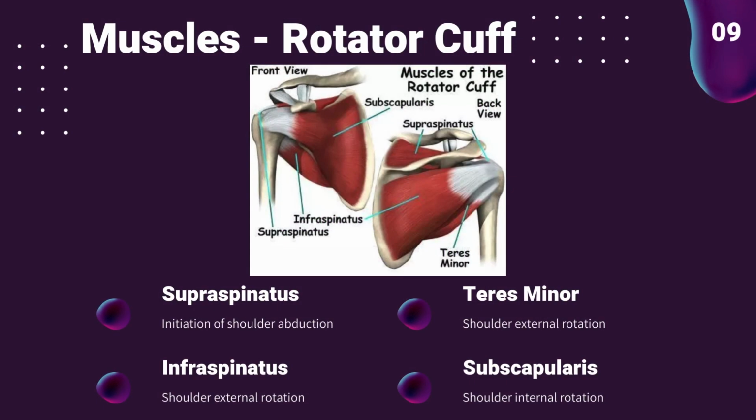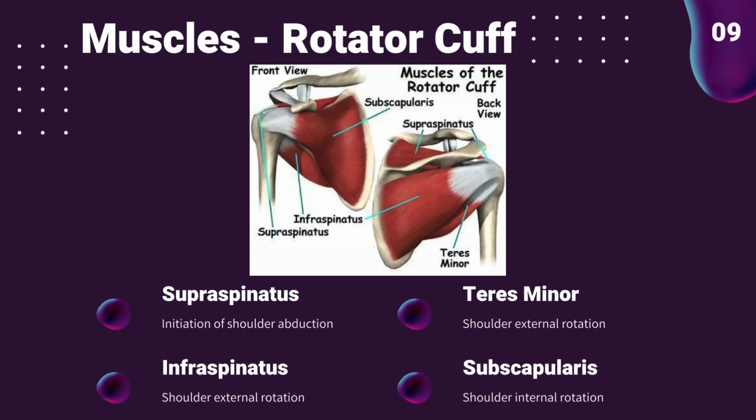For muscles of the shoulder, there are a lot of them, so we're just going to focus on muscles of the rotator cuff, which is just 4. Rotator cuff muscles are typically remembered by the acronym SITS, S-I-T-S. So supraspinatus is in charge of the initiation of shoulder abduction. The infraspinatus is responsible for shoulder external rotation. Teres minor is also responsible for shoulder external rotation, and the subscapularis is in charge of shoulder internal rotation. So the supraspinatus is located above the spine of the scapula.